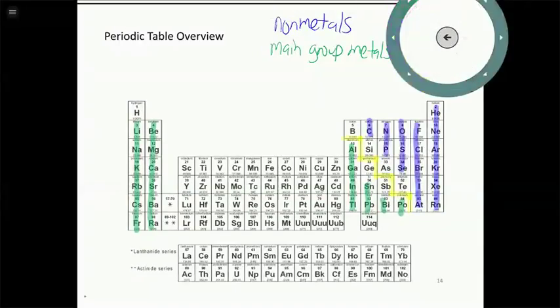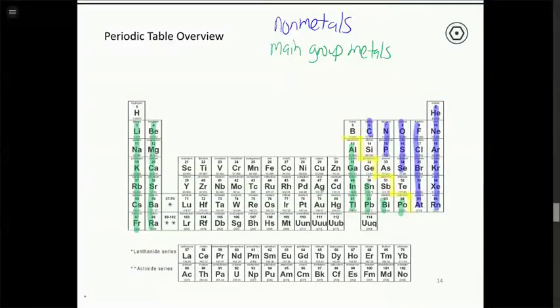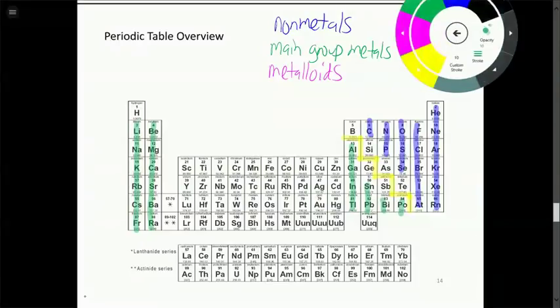Maybe going in a weird order here, but the next one we'll talk about are called the metalloids. So the remaining ones in the P block that I haven't highlighted yet are called metalloids. That's going to be these ones that are right on the borderline: boron, silicon, germanium, arsenic, antimony, and tellurium. So 1, 2, 3, 4, 5, 6 that we classify as metalloids.